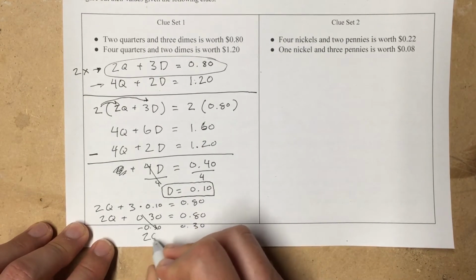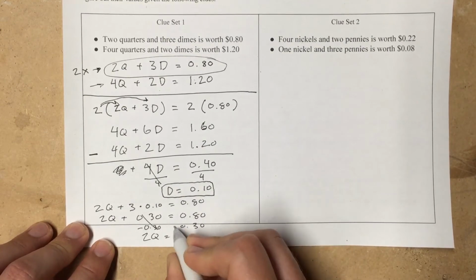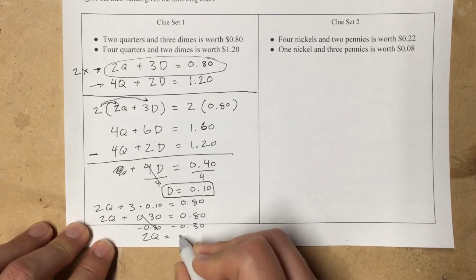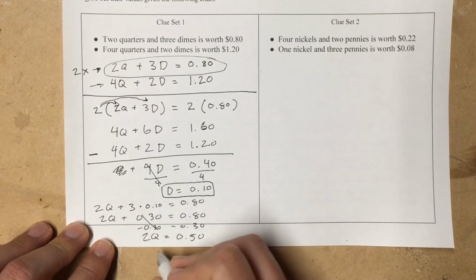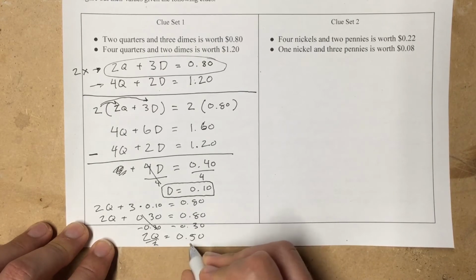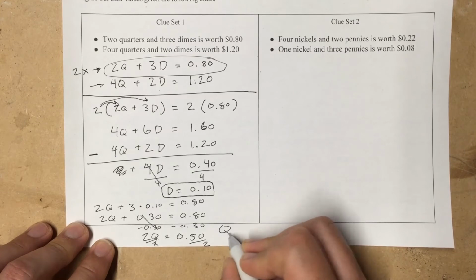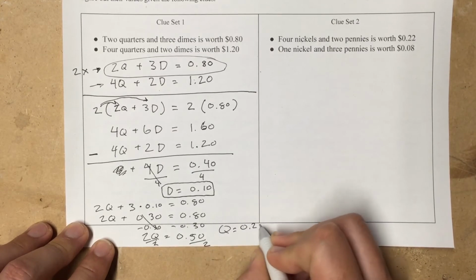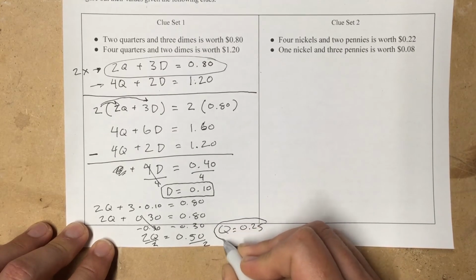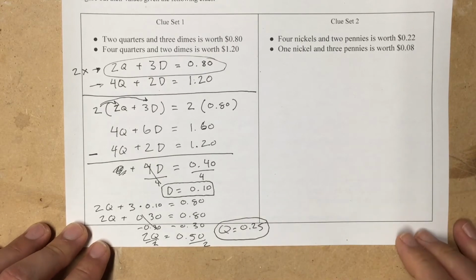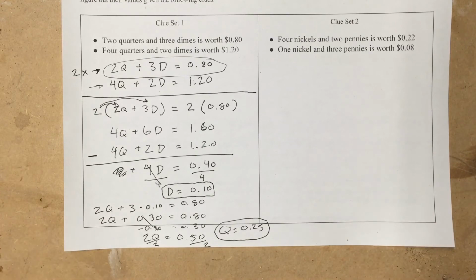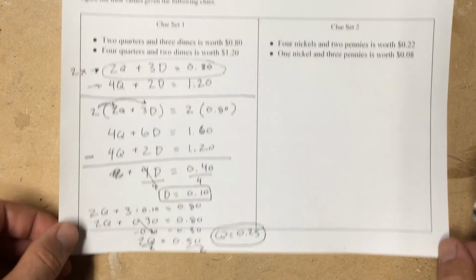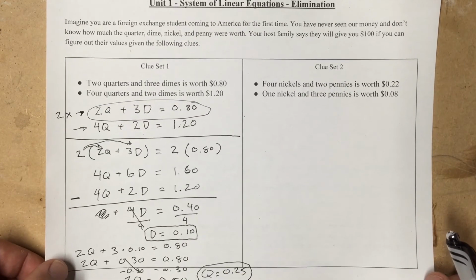Now we know that 2 quarters is equal to 80 cents minus 30 cents, which is 50 cents. Divide both sides by 2, and we will figure out that a quarter is worth 25 cents. So there you have it. There's how you show that a quarter is worth 25 cents and a dime is worth 10 cents, just given those clues there. All right, let's go to clue set 2.